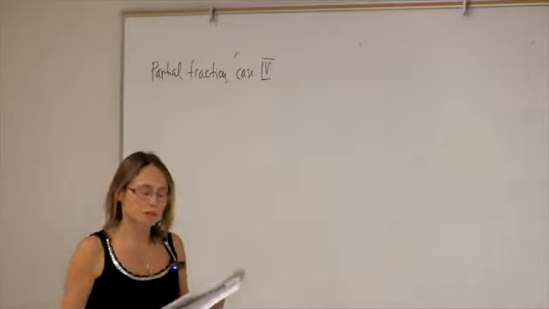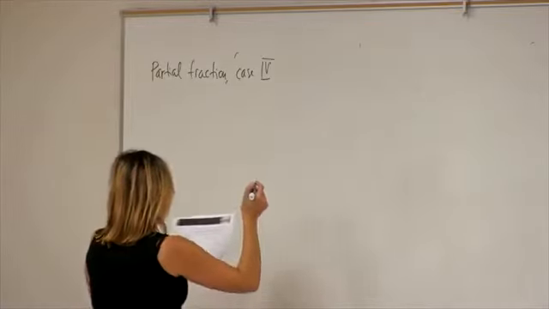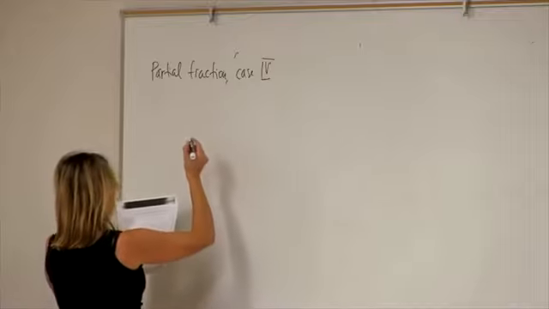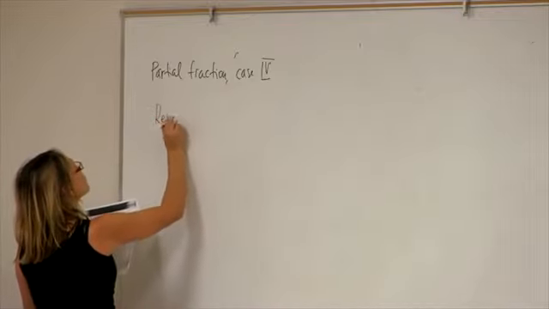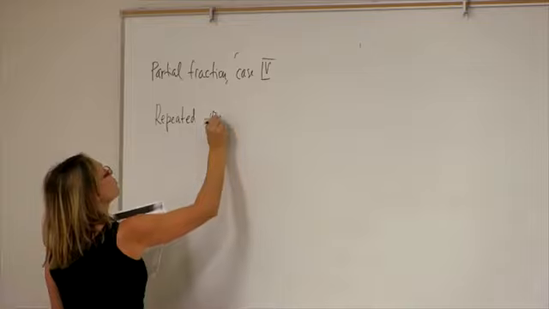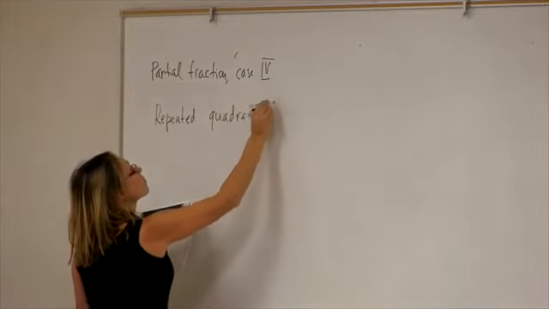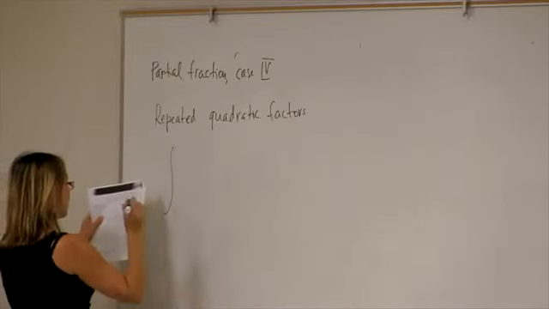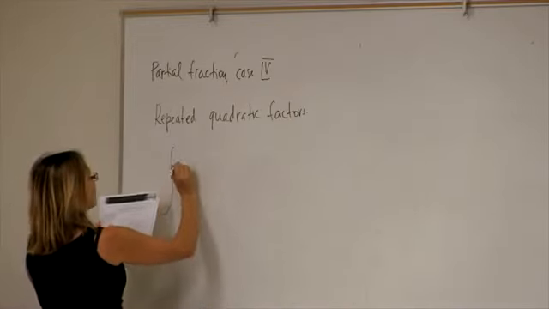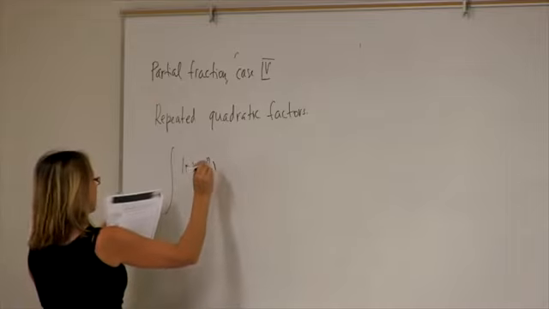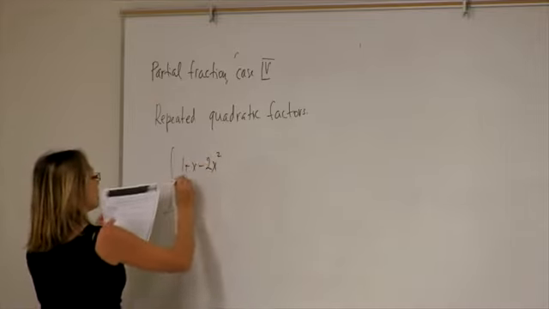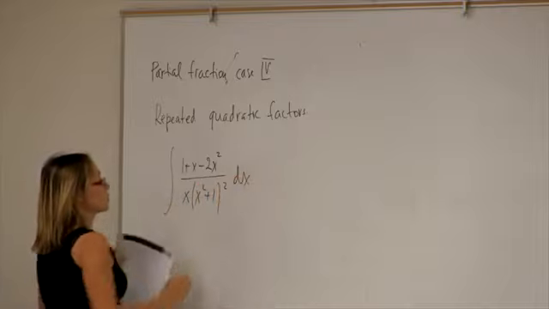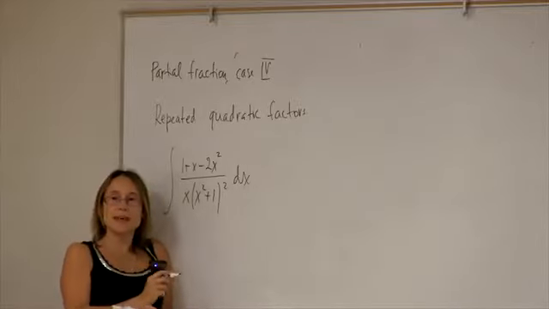So there we have repeated quadratic factors. If we have something like 1 plus x minus 2x squared, and here I have x squared plus 1 squared, like this, okay? So this classifies as case 4.